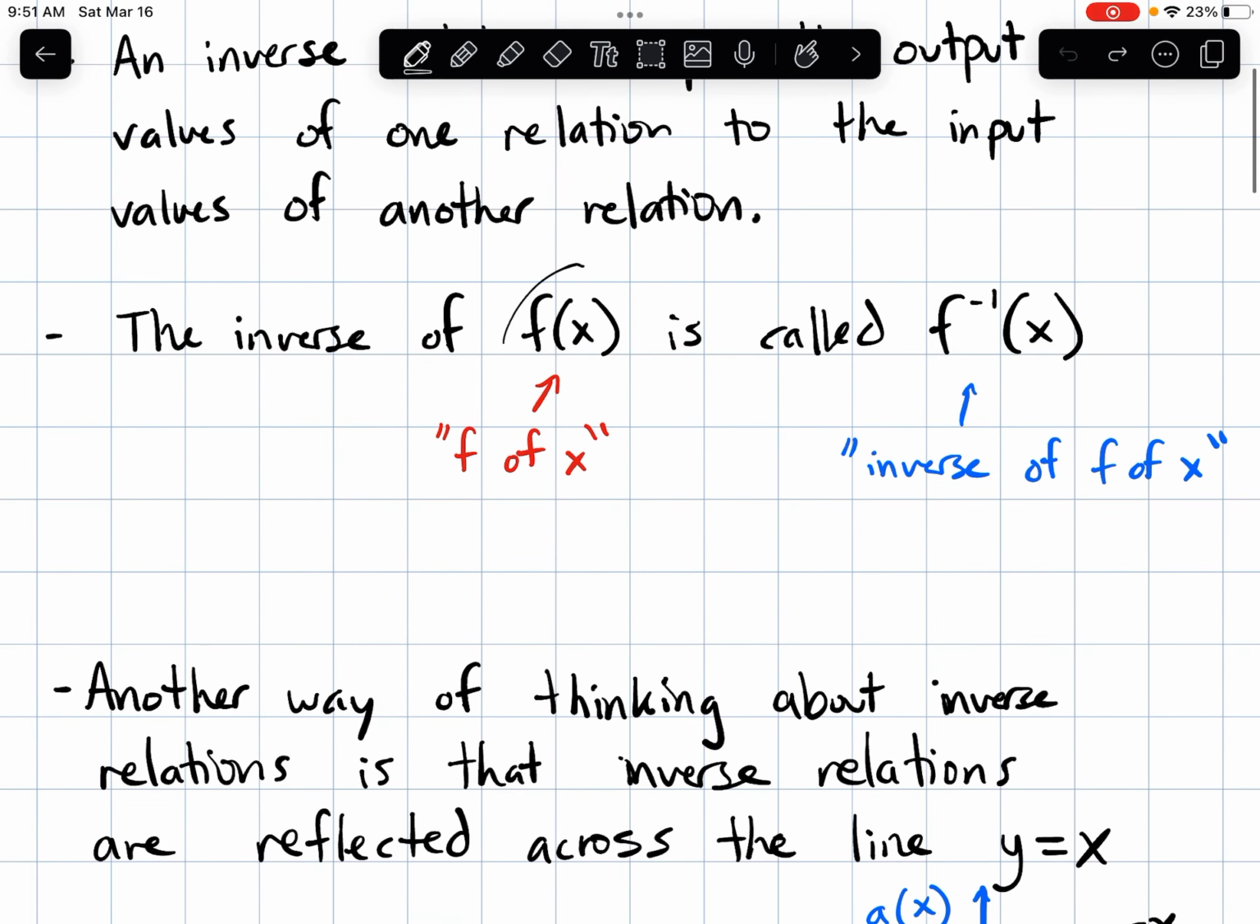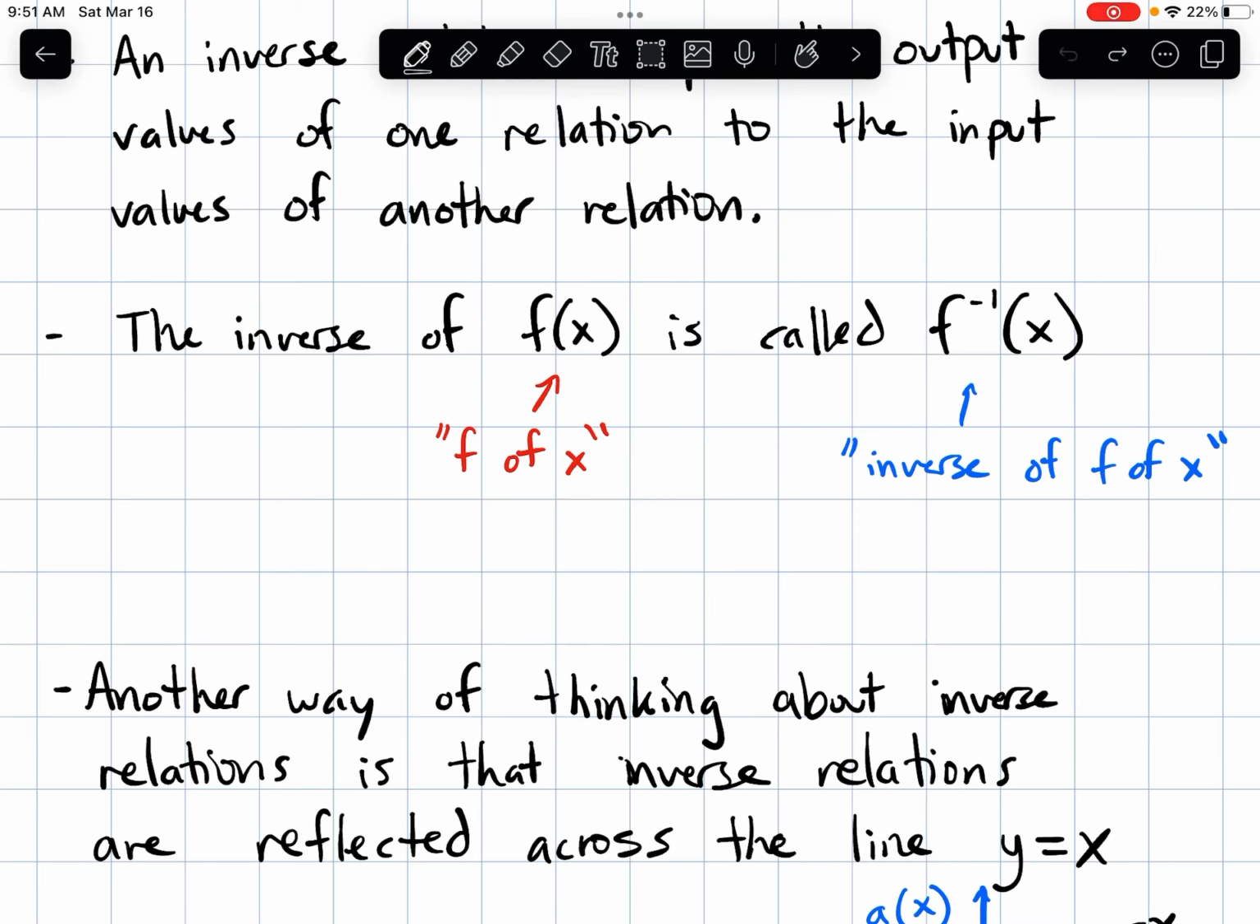Now, when we write the function, let's say we have f of x here. That's literally said f of x. I wrote that out in the red there. The inverse function we label like this. So it's got that exponent of -1, but this actually just reads as the inverse of f of x.